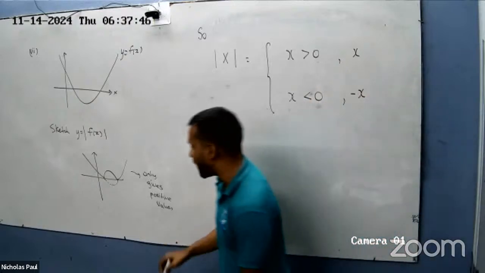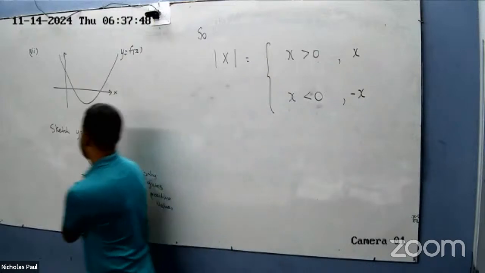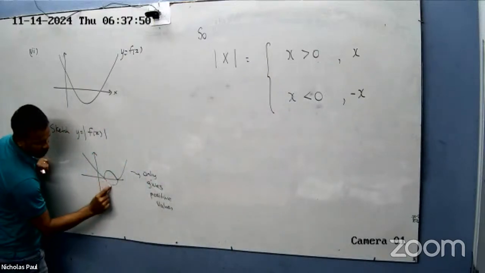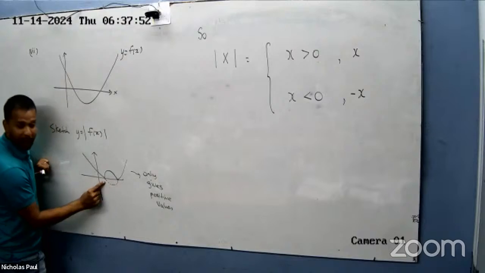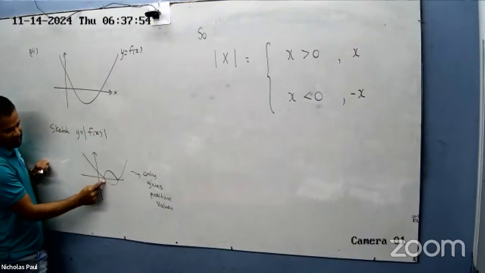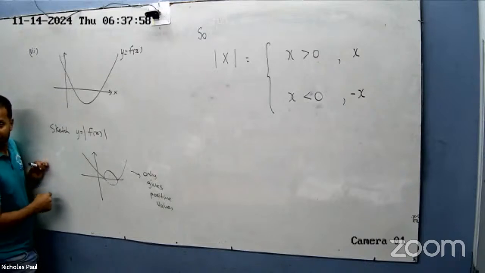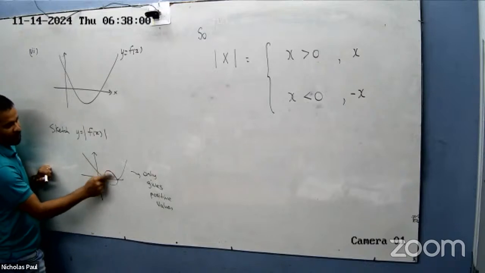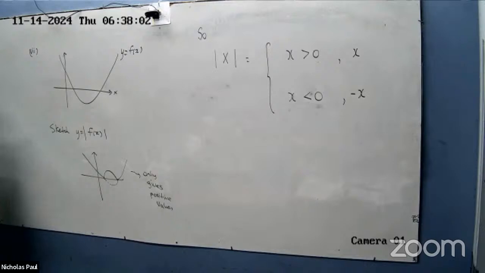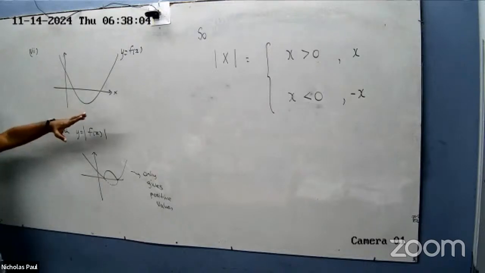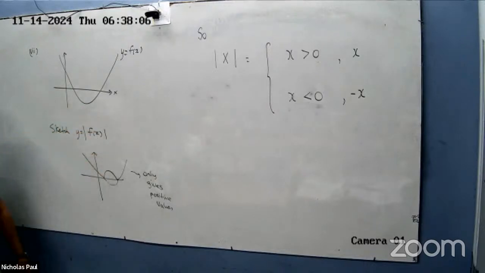So technically, all these values here were less than 0, so they became minus x. So minus of a minus gave you positive. Okay? So all these negative values became positive. Yes? So that is the definition of a modulus.